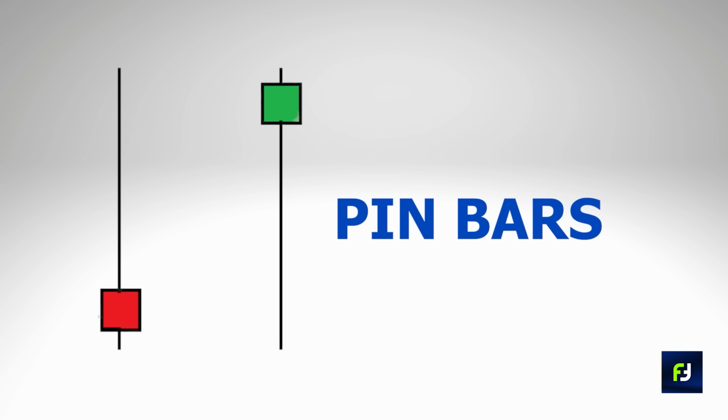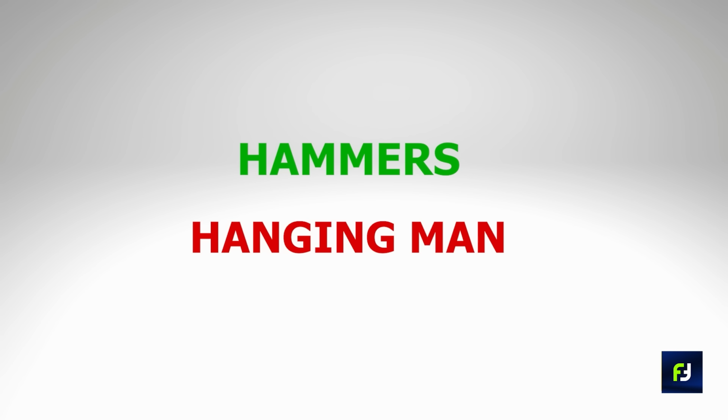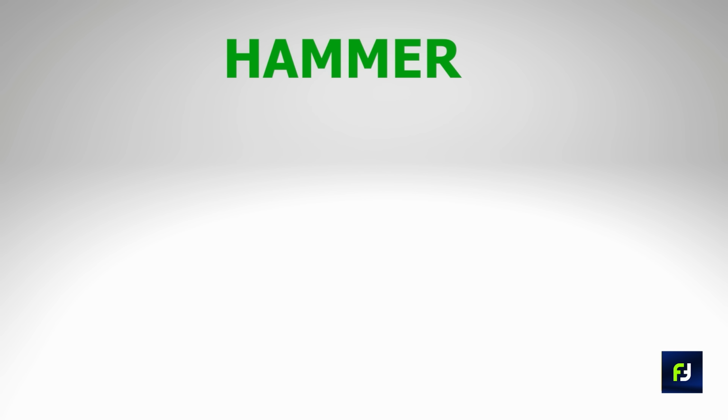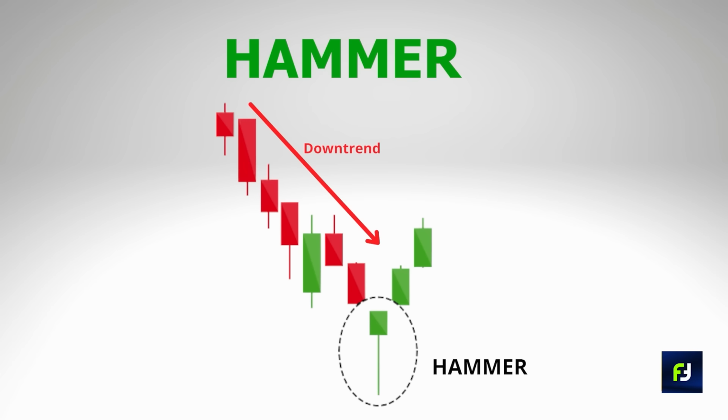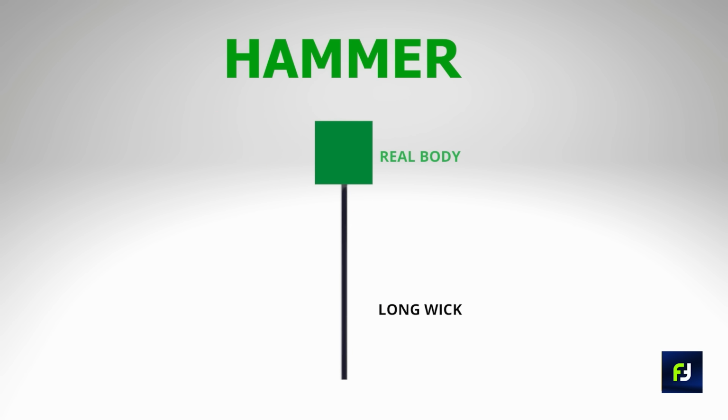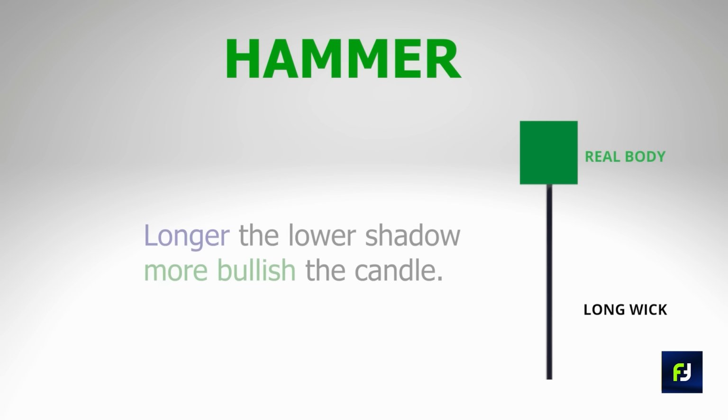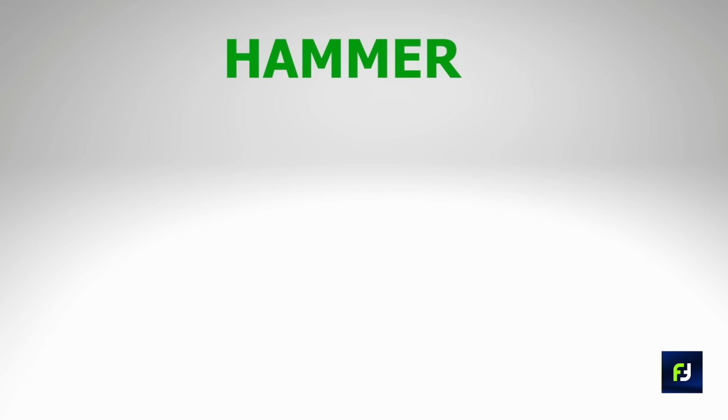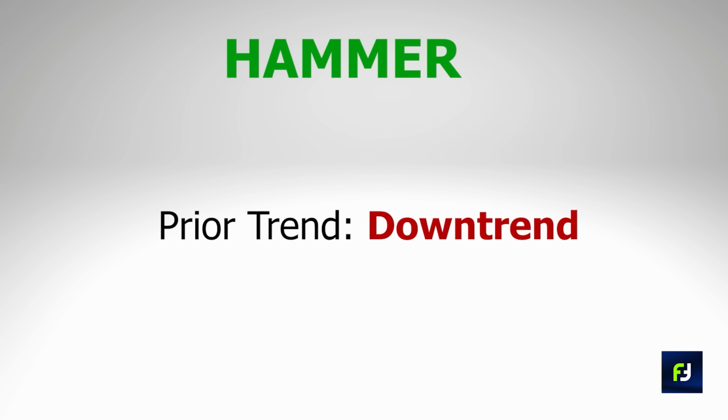Now let's look at the second category of candlesticks, the pin bars. The first category of pin bars are the hammer and the hanging man. Talking about hammers, a pin bar is said to be a hammer when it appears at the bottom of a downtrend. The hammer consists of a small real body at the upper end of the trading range with a long lower shadow. The longer the lower shadow, the more bullish the pattern is. Generally, the prior trend for a hammer should be a downtrend, as mentioned.